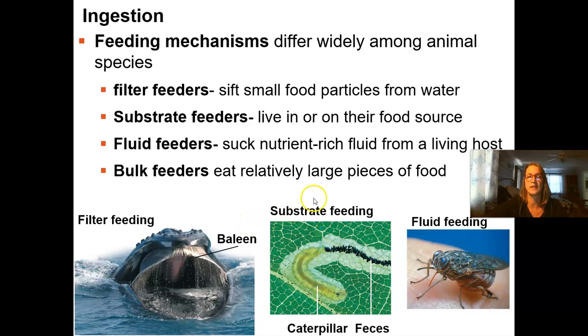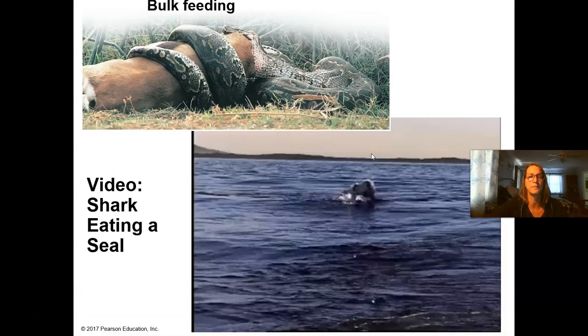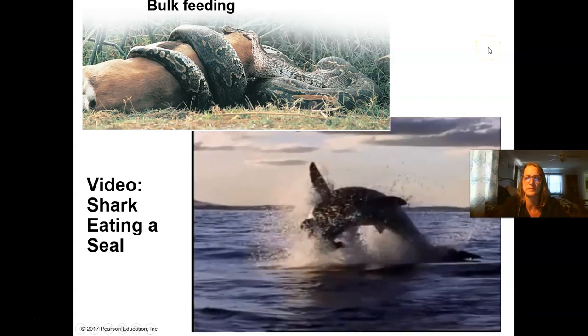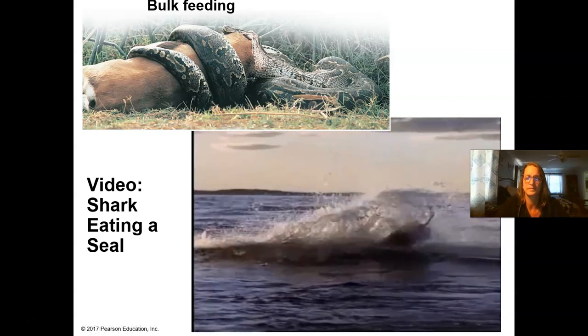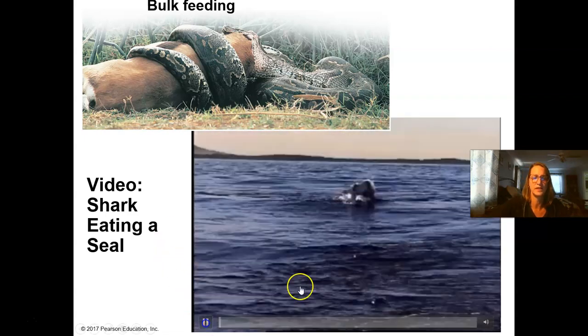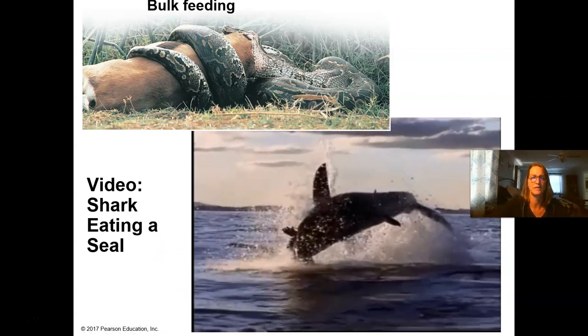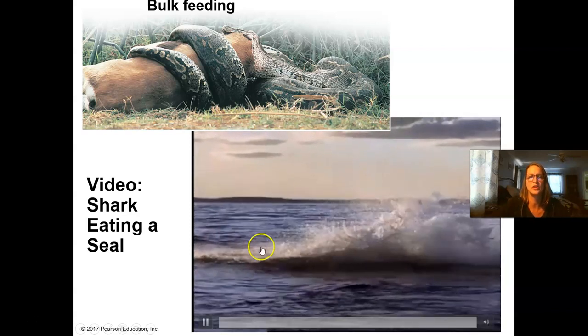Bulk feeders eat relatively large pieces of food. So here are some examples of that. Here you have a big anaconda eating some kind of a deer. Here's the mouth of the anaconda. I'm not positive this anaconda is going to successfully be able to eat this deer. And then here is an awesome video of a shark eating a seal, also a bulk feeder. Let me see if we can see the beginning of that again. Yeah, there we go. Okay, so any animal that consumes large pieces of food would be considered a bulk eater.